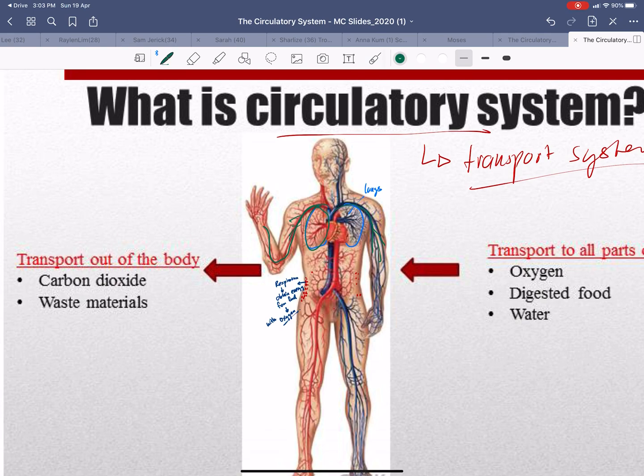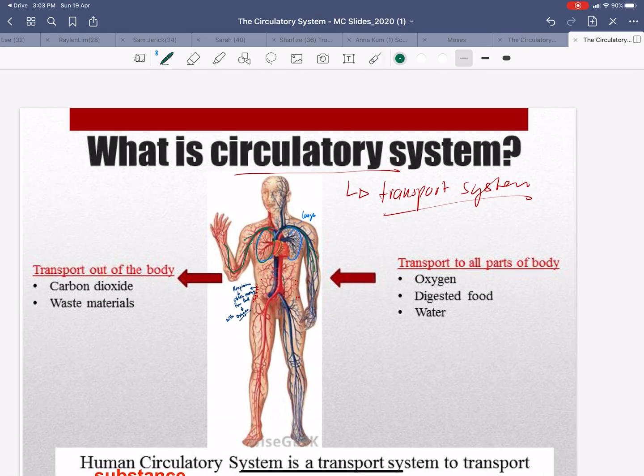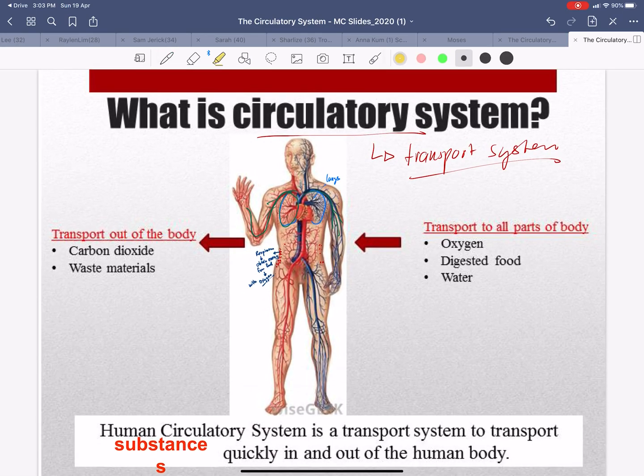Now at the same time as your blood is flowing through, passing by all the cells and passing them oxygen, they are also collecting waste product. So in this slide, that is why they pointed out that one main function is to transport to all parts of the body these items, and another function of it is to transport these items out of the body, such as carbon dioxide and waste materials. So once again, these waste materials, there are multiple types. One other common example would be your urea, which forms your urine.